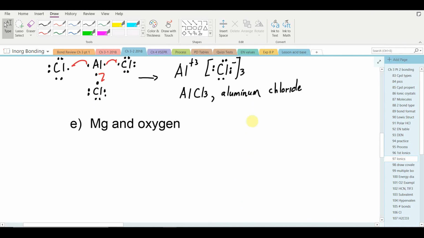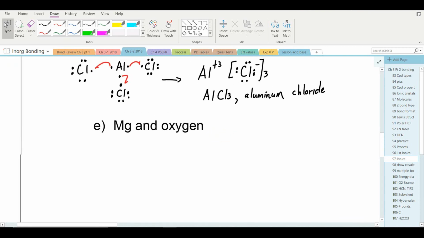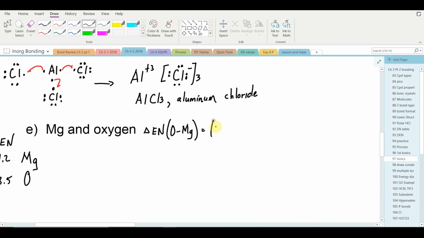Oxygen and magnesium. Here's magnesium and oxygen. The electronegativities are 1.2 and 3.5. The difference in electronegativity for an oxygen to magnesium bond will be 3.5 minus 1.2 is 2.3, and that's greater than 1.5. Do you recall that was the cutoff for the ionic bonds between metals and nonmetals? That is ionic.